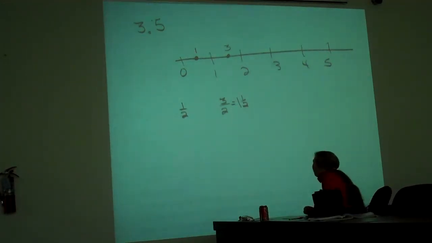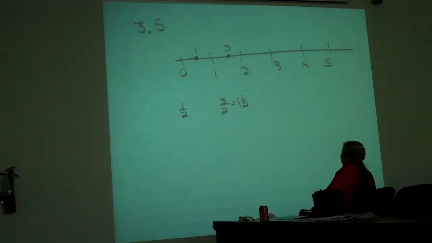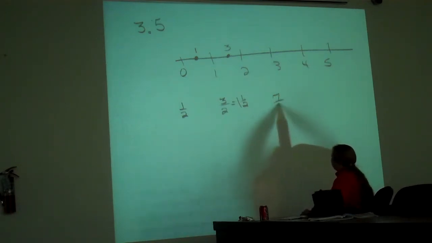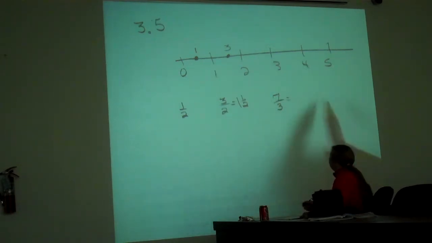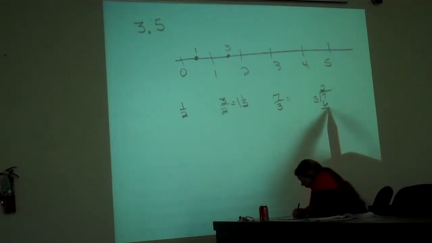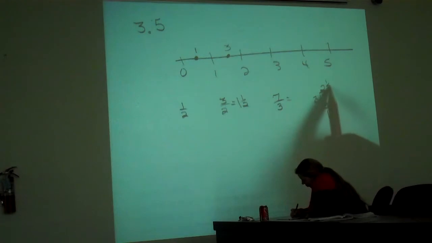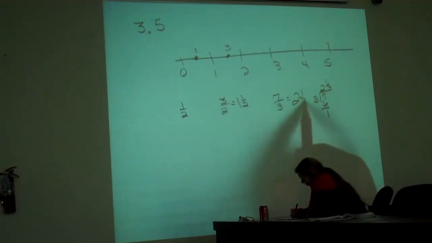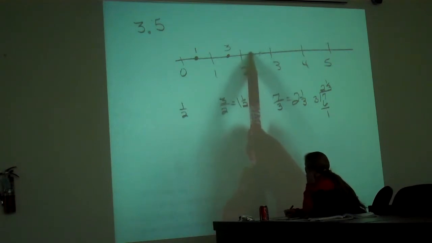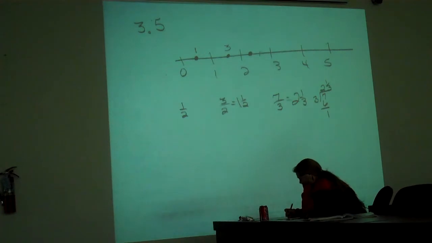It helps to turn some of them into mixed numbers to find. If it's improper, turn it into a mixed number. Number 5 says 7/3. 7 divided by 3 goes 2 times and 1/3. So 7/3 is 2 1/3. So don't put it halfway, because 1/3 is not all the way to half. If you had it divided into thirds, it would be about right there, right? So this is 2 1/3.